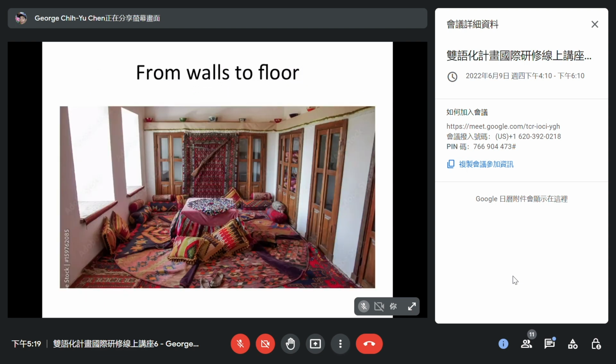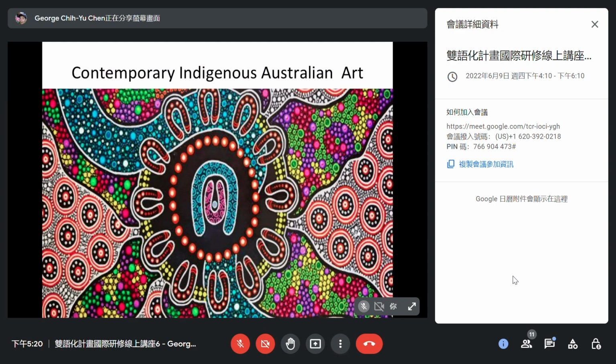Oh, before we go to Australia, this slide shows you Azerbaijani people love to decorate their interior, 他们的室内, with rugs. Traditionally, carpets were used to cover floors, decorate interior walls, sofas, chairs, beds, and tables. So the interior pretty much looked very comfortable. Next, we'll go to Australia.